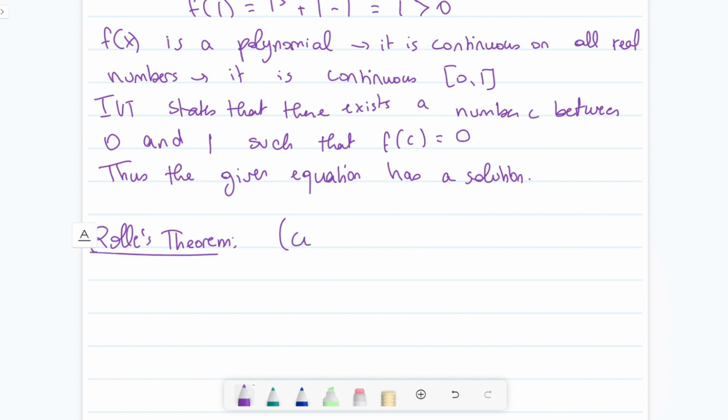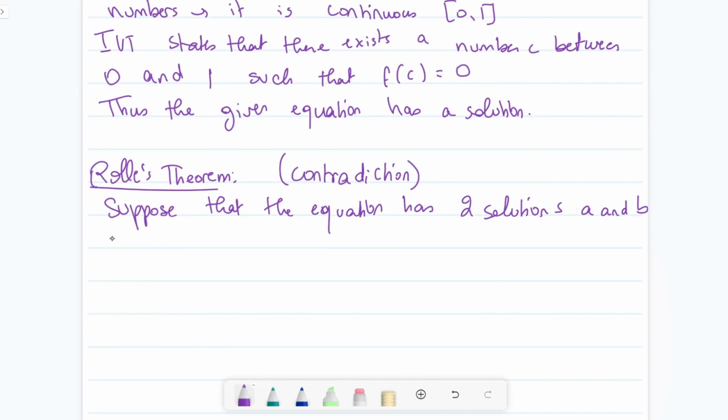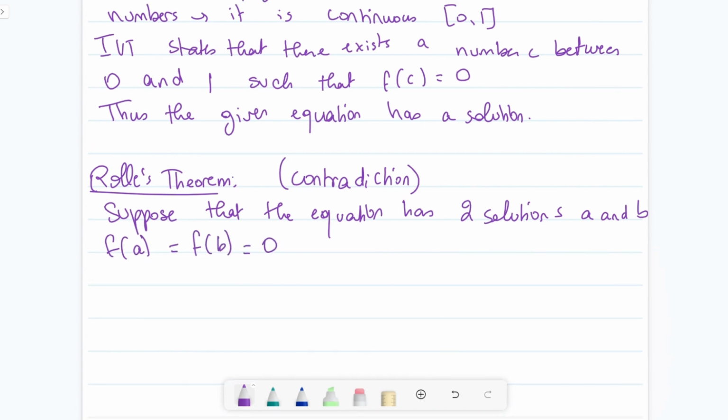So we will argue by contradiction. What this means is that we will suppose that the equation has two solutions, and then we will show that this cannot happen. So suppose that it has two solutions, a and b. So f of a equals f of b equals 0.